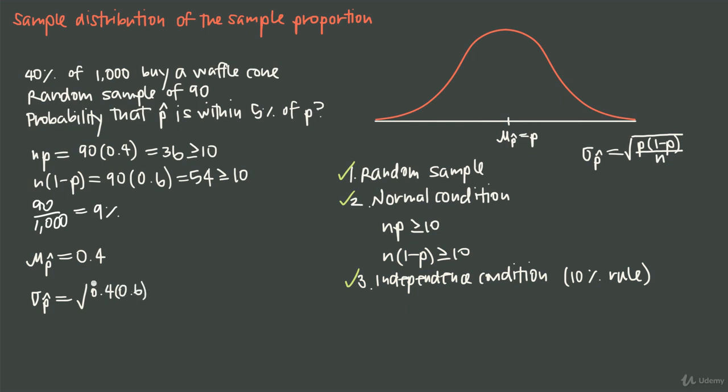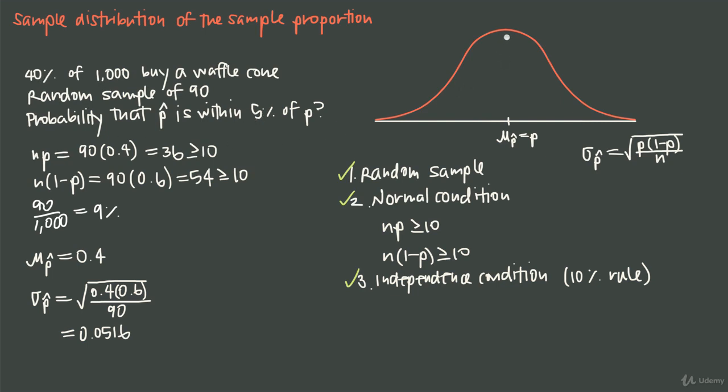In other words, here in the numerator, we have the probability of success multiplied by the probability of failure. And then in the denominator, we have n, which is the size of the sample, and our sample size was 90. If we calculate that value, we get 0.0516, and now we have the mean and standard deviation of the sample proportion. Our question is, what's the probability that the sample proportion is going to be within 5% of the population proportion?